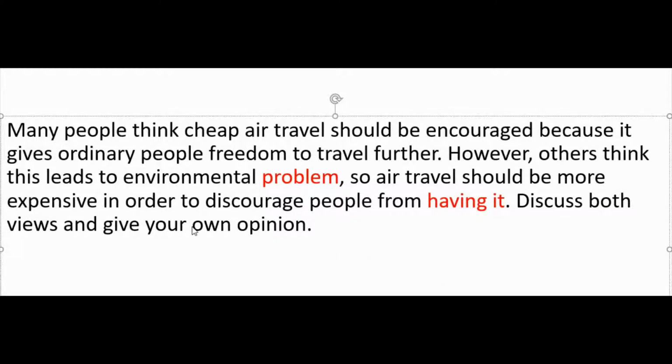Okay, hopefully here we have a wider screen. Now, when I look at this prompt, what I notice is there are some errors in the prompt. So for example, here it should be environmental problems, and here it says, so air travel should be more expensive in order to discourage people from having it. But surely people cannot have air travel. They can use air travel, or they can make use of air travel, but they can't have it.